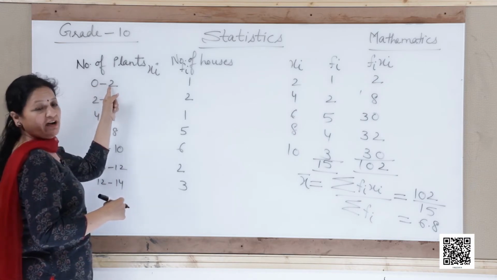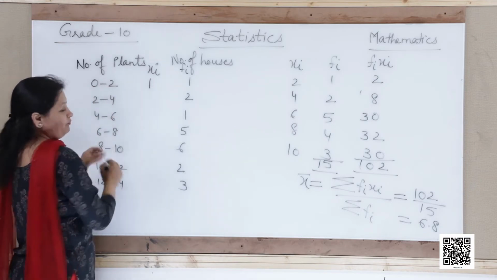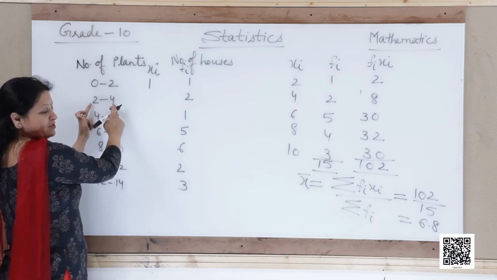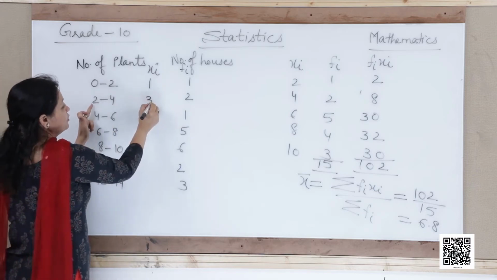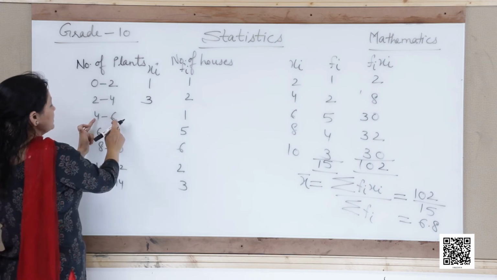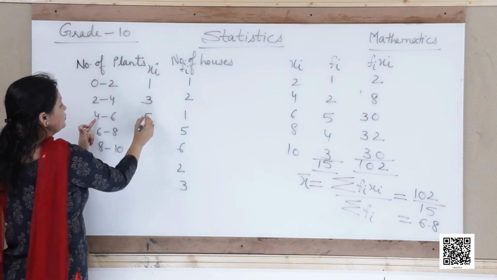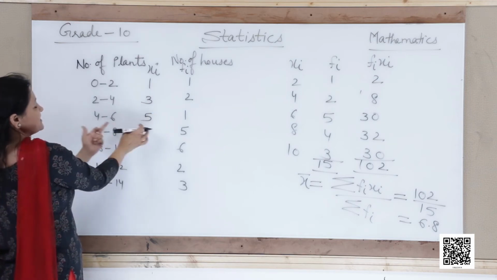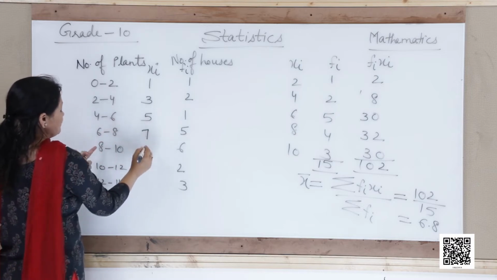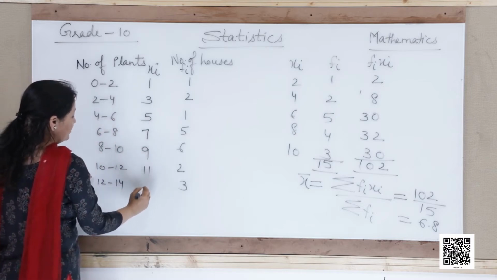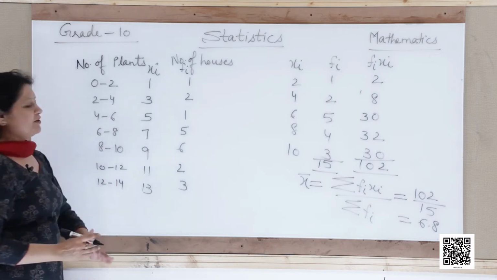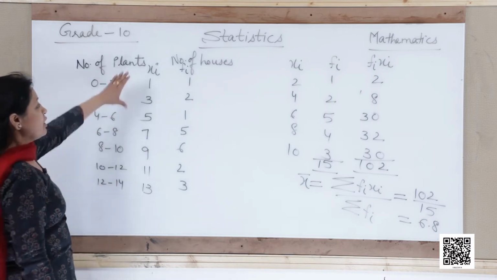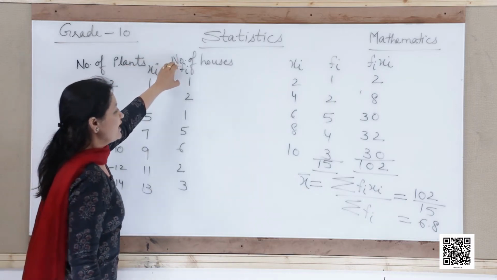0 plus 2 divided by 2 is 1. 2 plus 4, 6 divided by 2, 3. 4 plus 6, 10 divided by 2 is 5. In between, the center number we are taking. So that means 7, 9, 11, 13, and so on up to as many numbers as there are. So now we have got xi, we have got fi.